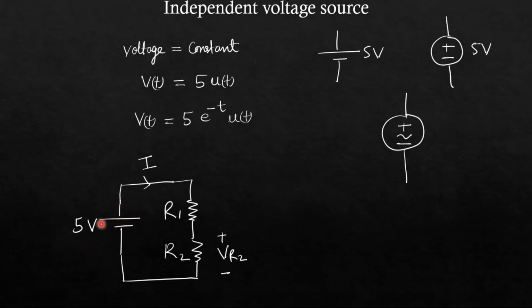Let us say this is a battery of 5 volt. This 5 volt is not depending on any of the parameters. It is constant. But the voltage source can be time dependent, like in this example. This is time dependent, but it is not dependent on any of the parameters in the circuit.